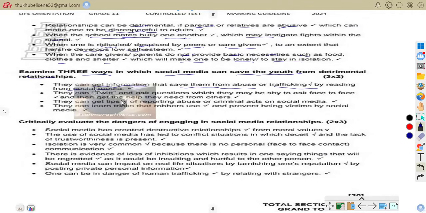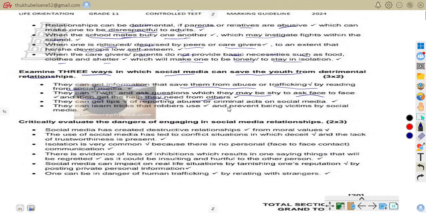Access to helpful information. The first statement talks about access to helpful information. Youth can learn about abuse, trafficking, and safety online. For example, watching educational videos about gender-based violence. Also, they can tweet and ask questions which they may be shy to ask face to face, and then get the help they need from others, meaning asking questions online. Young people may feel more comfortable asking for help online. For example, a teenager using anonymous chats to ask for advice about bullying.